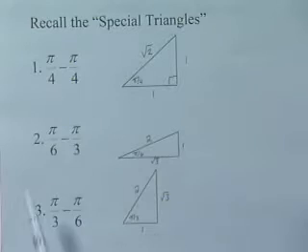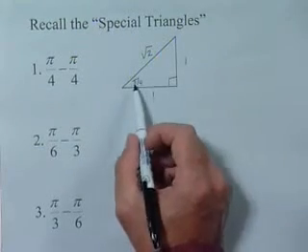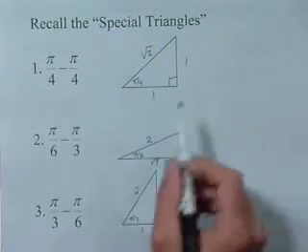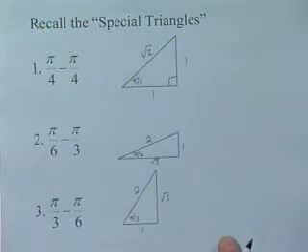Let's remember our special right triangles. Remember we talked about a pi over 4 right triangle. And the general relationship on this triangle, if I have a pi over 4 right triangle, will be 1, 1, square root 2.